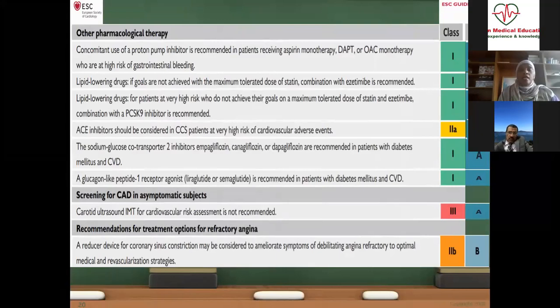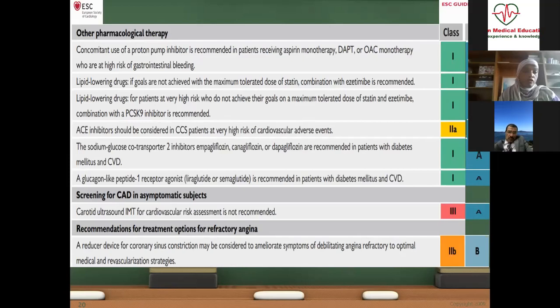The other update of the guidelines, now as class 1A, is the concomitant use of a proton pump inhibitor. It is recommended as class one to start those patients on a proton pump inhibitor, especially those receiving aspirin monotherapy or dual antiplatelet therapy or anticoagulant therapy, or who have a high risk of GI bleed.